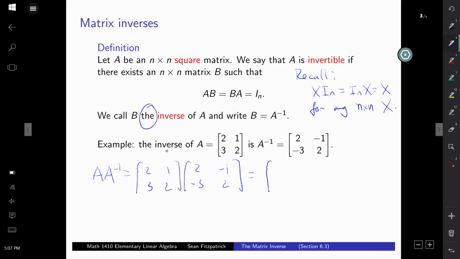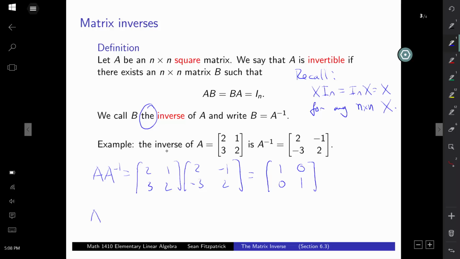And I do the first row times the first column. 2 times 2 is 4, minus 3. 4 minus 3 gives me 1. First row, second column, 2 times minus 1, that's minus 2 plus 2, I get 0. Then 6 minus 6 gives me 0 when I do row 2, column 1. And then minus 3 plus 4, I get 1. So I do get the identity.